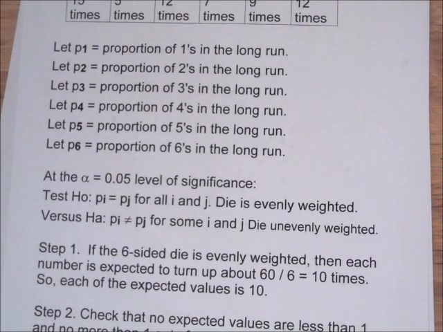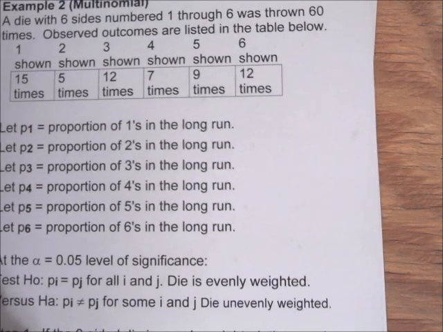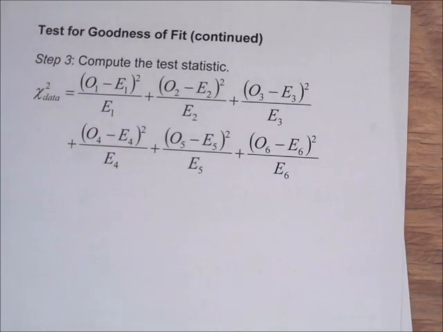Okay, so if the die is evenly weighted, then each number is expected to turn up 60 over 6, which would be 10 times on average. So the expected values are 10. And we want to check that no expected values are less than 1. That's true. No more than 1 out of every 5 expected values are less than 5. That's also true. So then we can compute the test statistic: each observed minus expected, square it, divide by the expected.